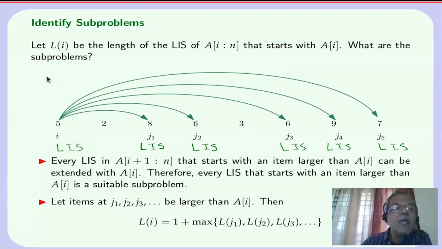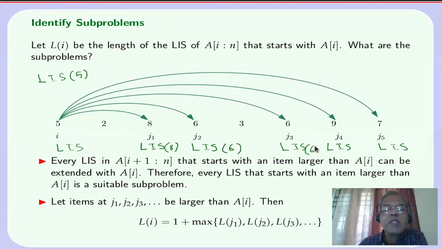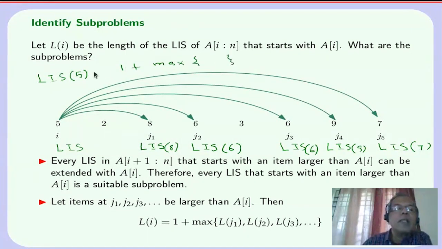So to solve the LIS that starts with this 5, I am saying find the LIS that starts with 8, find the LIS that starts with 6, find the LIS that starts with this 6, find the LIS that starts with this 9, find the LIS that starts with 7, take the longest LIS, add 1. That is the length of the LIS that starts with 5.